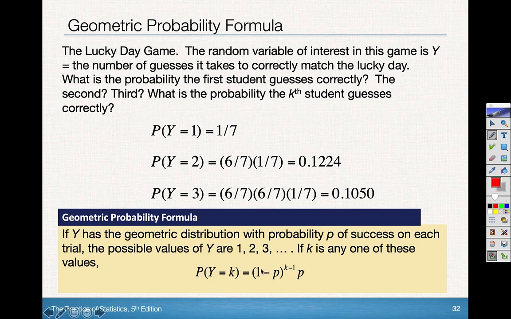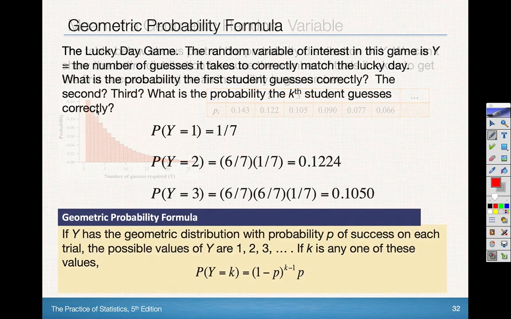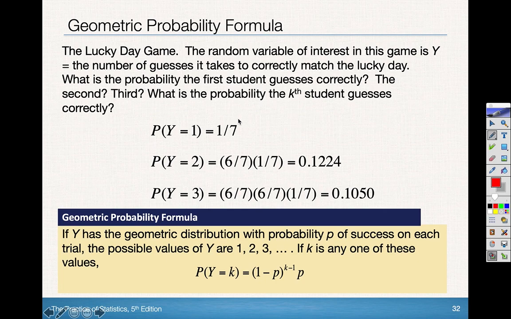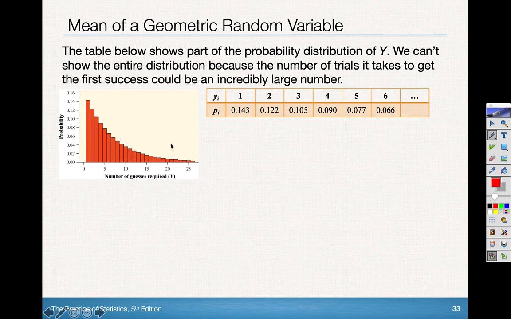So the formula is how many failures, the probability of a failure raised to how many times, times one success. A geometric distribution, unlike a binomial, is always right skewed because the highest probability, look, the highest probability, 1/7, is that the first person gets it right. Once you do failure times success, failure, failure, success, the probabilities can only get smaller because you keep multiplying by something less than 1. So the geometric distribution is always right skewed.